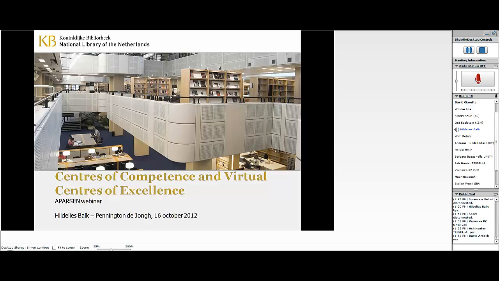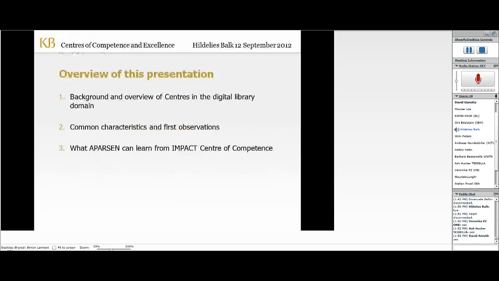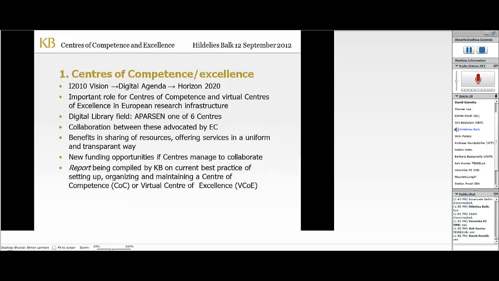Okay, good. So I'm Hilde-Lee Spalk, and I'm in charge of research projects in the National Library of the Netherlands. And I'm going to talk to you a bit about the sort of overview of centers of competence that I've made, and some recommendations from the impact projects for APARSEN. And well, I'll start right away. Please, the next one. Okay, first some background and overview of centers in the digital library domain, then some common characteristics I found and some first observations, and then what APARSEN can learn from impact. Next, please.